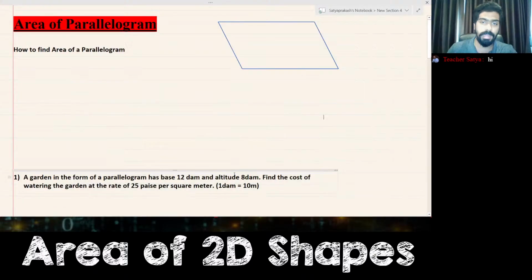In this live stream, I'll be talking about how to find the area of 2D shapes. I will start in about 5 minutes. Today's main topics are how to find the area of 2D shapes to start with, and then I'll be talking about how to find the area of a parallelogram, a trapezium, and a triangle.